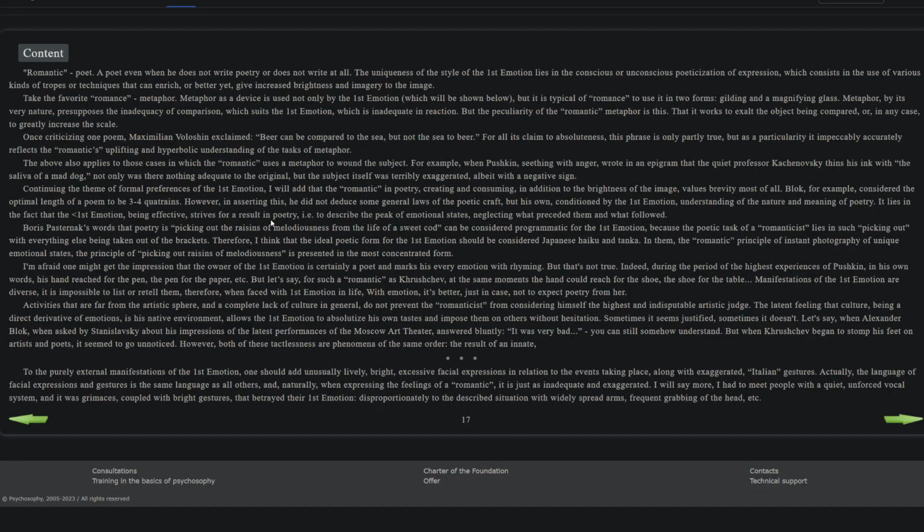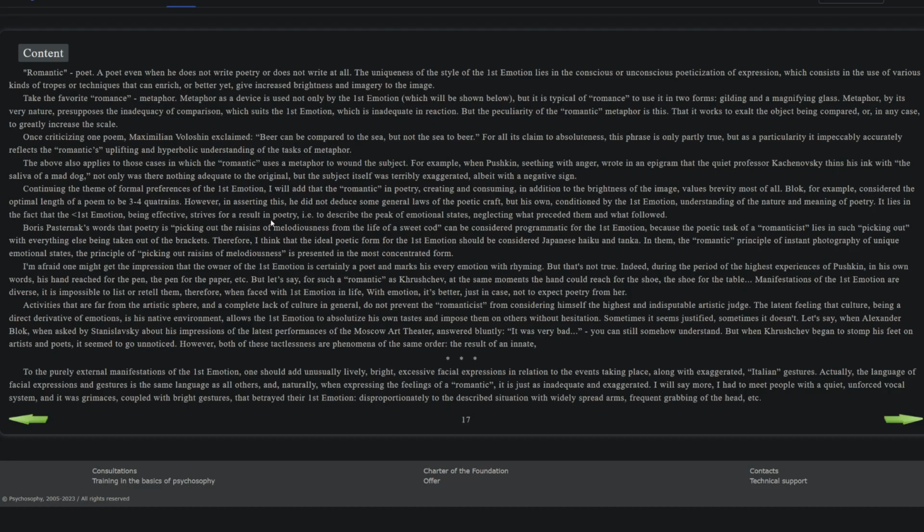Activities that are far from the artistic sphere, and a complete lack of culture in general, do not prevent the romanticist from considering himself the highest and indisputable artistic judge. The latent feeling that culture, being a direct derivative of emotions, is his native environment, allows the first emotion to absolutize his own tastes and impose them on others without hesitation. Sometimes it seems justified, sometimes it doesn't.